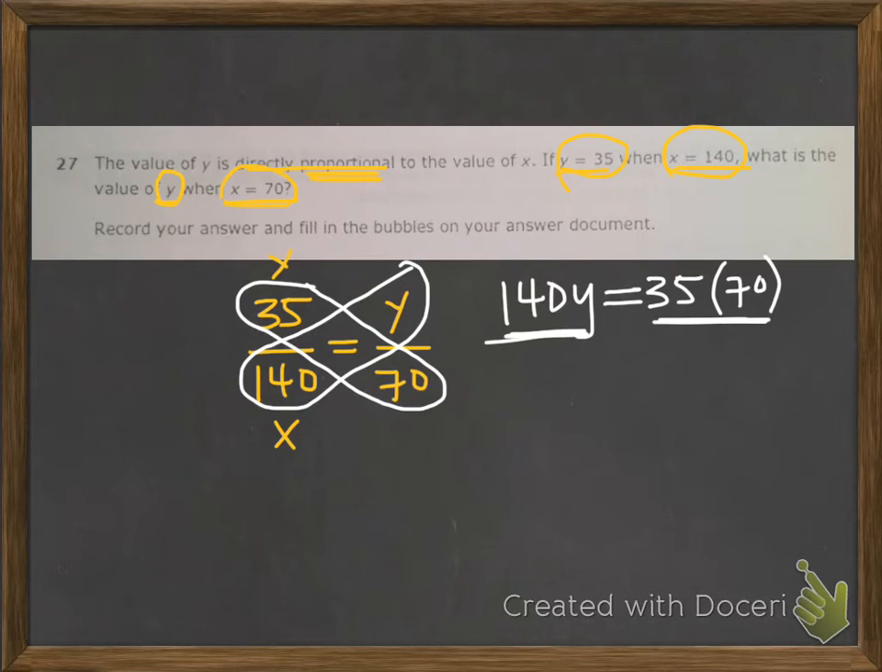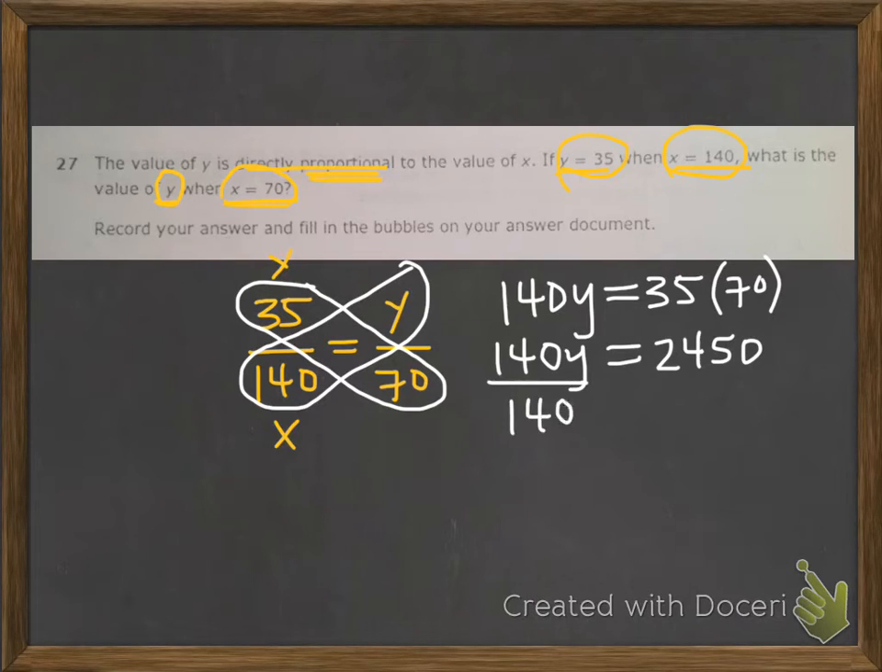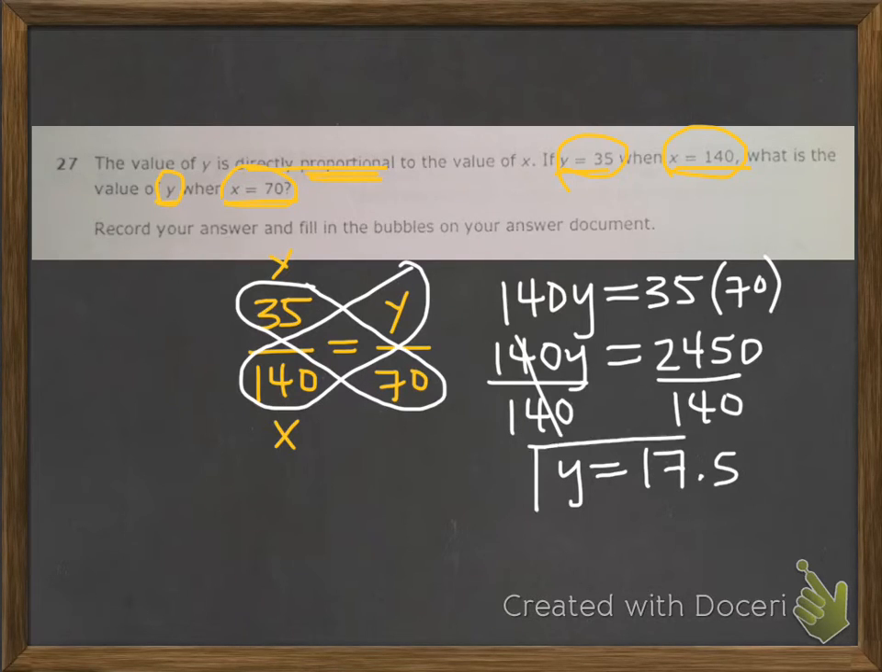So what we want to do now is solve this equation. On the right, 35 times 70 is 2,450. And then I have 140y on the left. To get y by itself, I'm going to divide by 140. So y equals 17.5. So this would be one of those bubble grid questions.